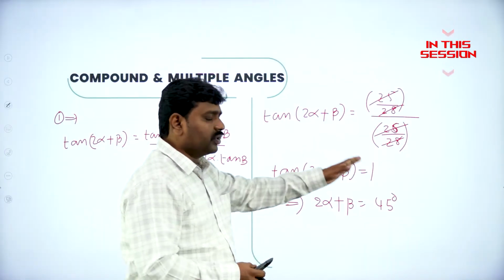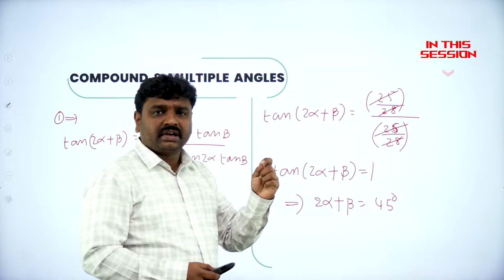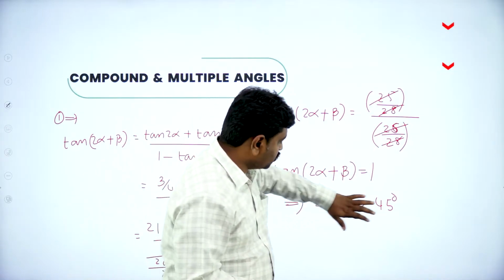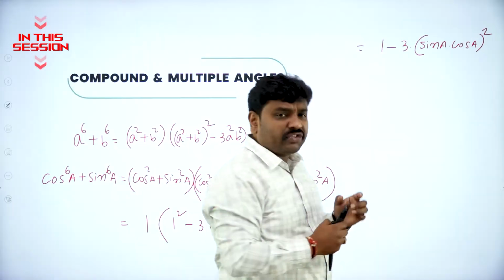So tan, what is 1 in the table? In the tan table, tan 45 is 1. So 2 alpha plus beta has to be what? 45. Hence the proof.